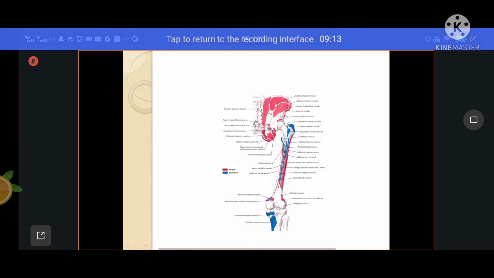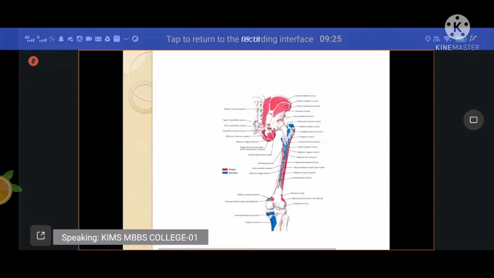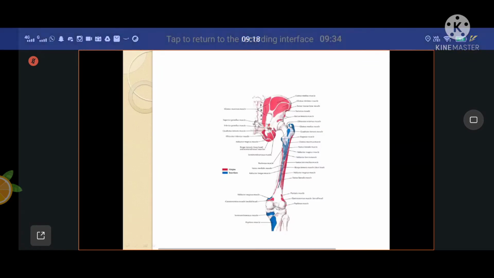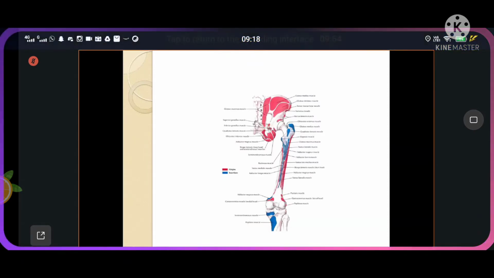And where is it inserted? The gluteus medius muscle is inserted into the lateral surface of the greater trochanter. So you know the origin and the insertion of the gluteus medius muscle, right? And now, what is the nerve supply? The nerve supply of the gluteus medius muscle is the superior gluteal nerve, right?